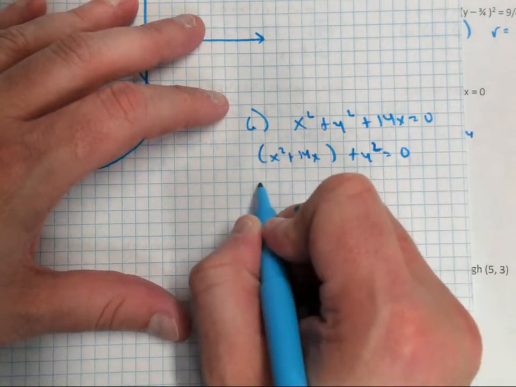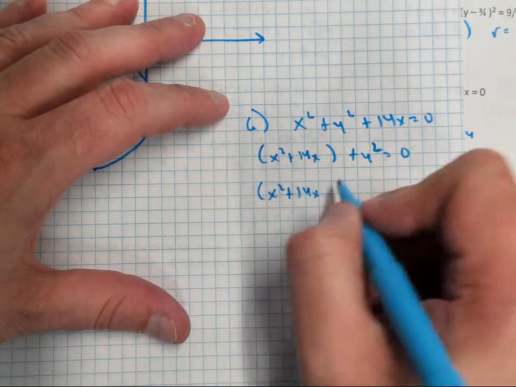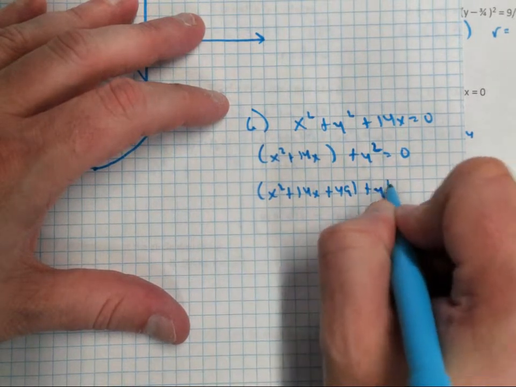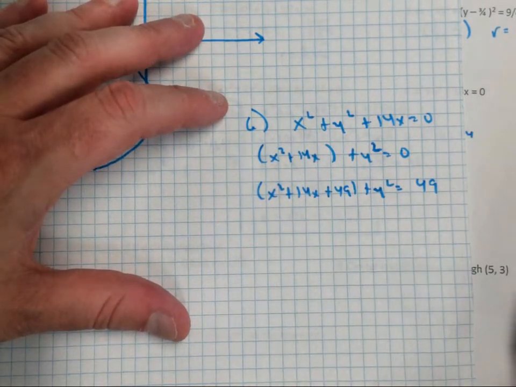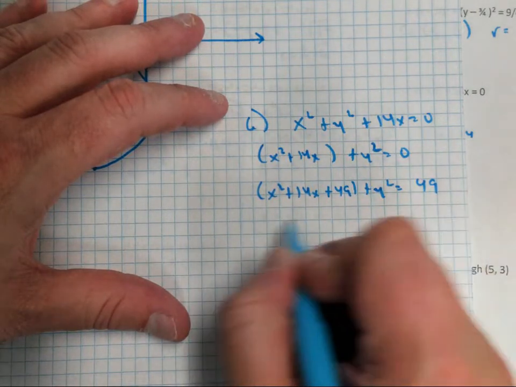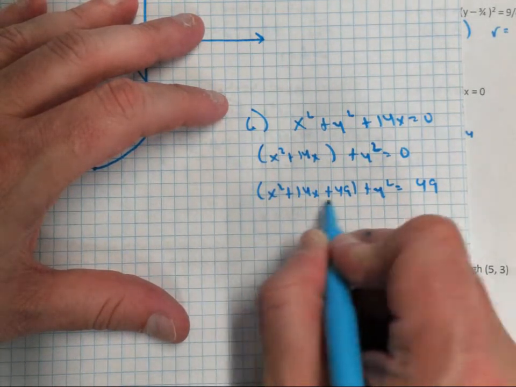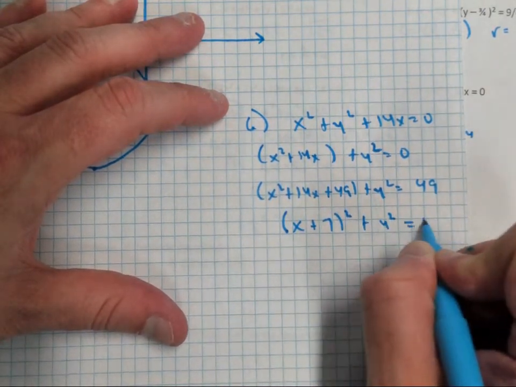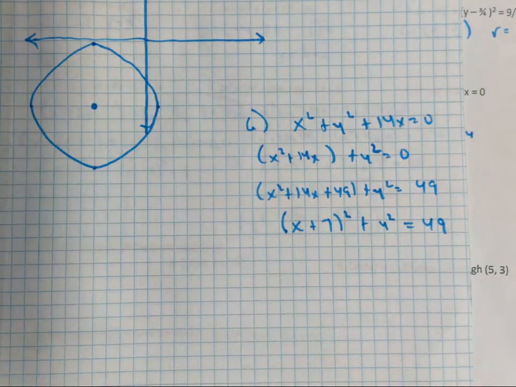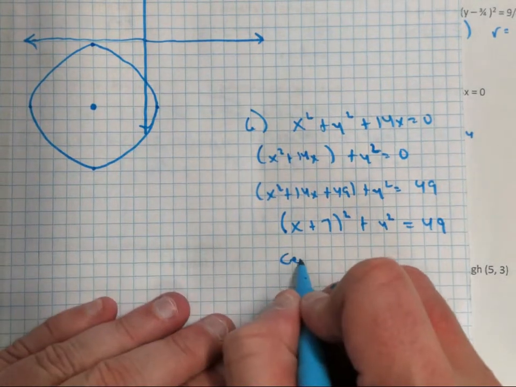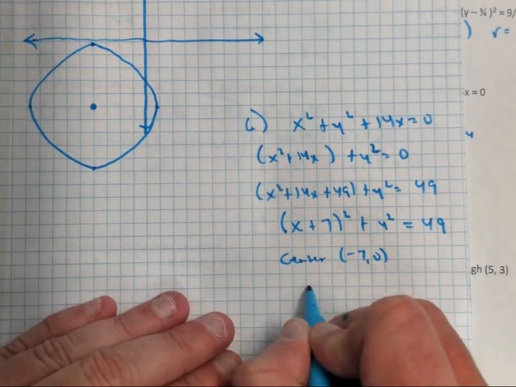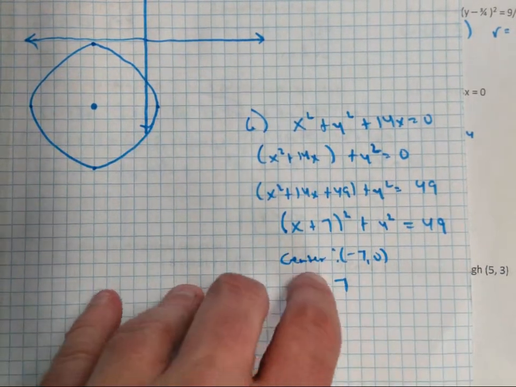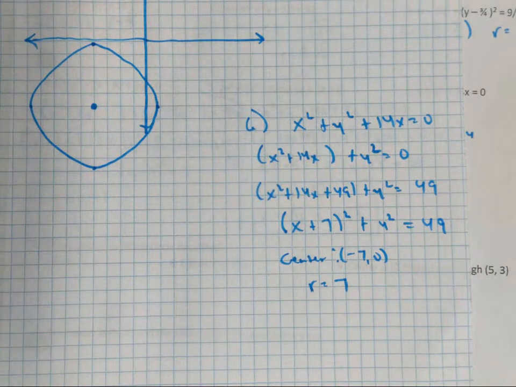What's half of 14? 7 squared is. If I add 49 there, I got to do what on the other side? Add 49. Now, I'm going to factor that. That will be (x plus 7) squared plus y squared equals 49. What will be your center? Negative 7, 0. My radius would be 7. To graph that, you would put a dot at negative 7, 0. Go north, south, east, west. How many units? 7. Are y'all good on that?